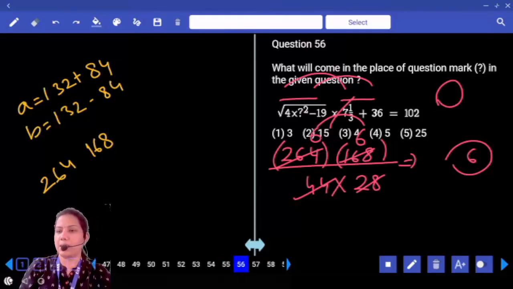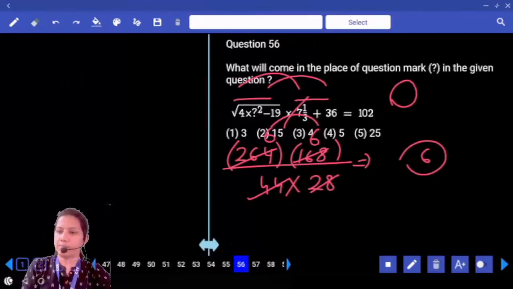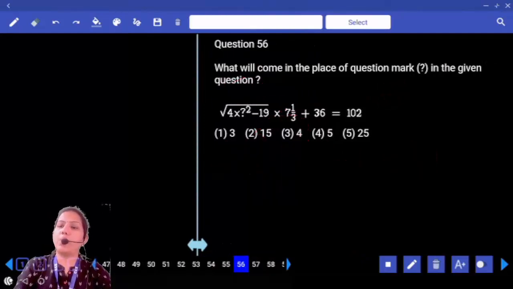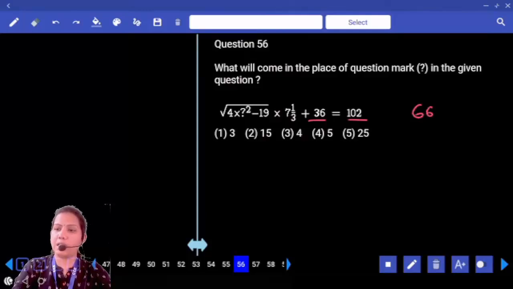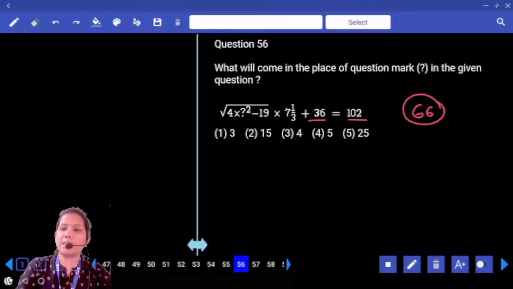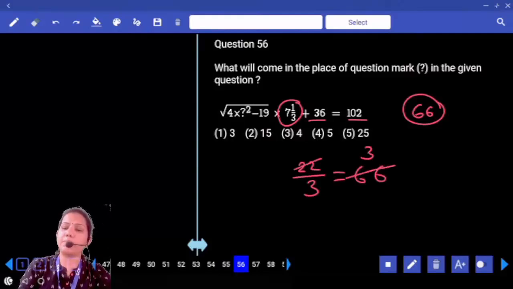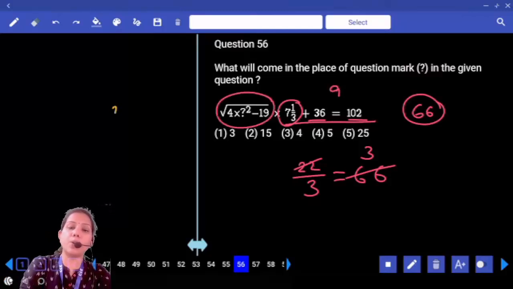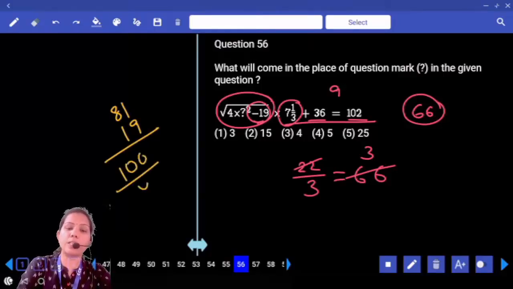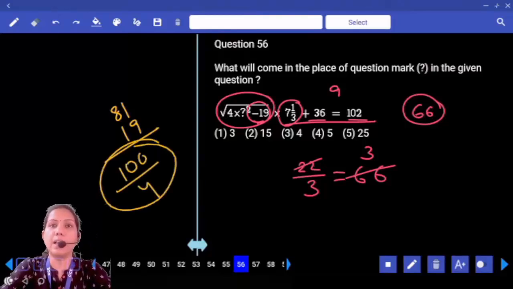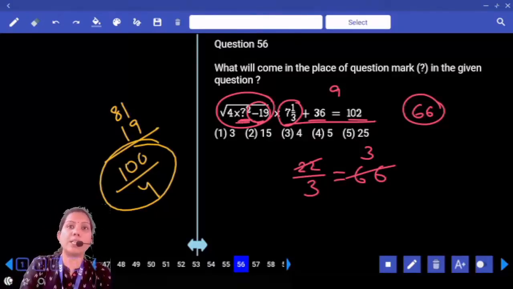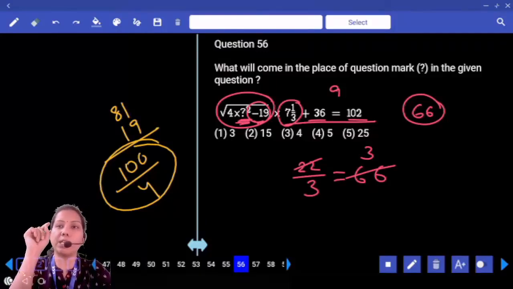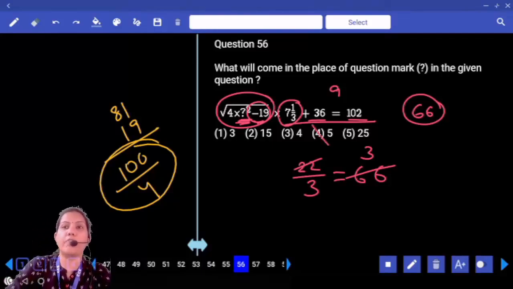Next, question number 56. Completed ayyadi? Okay, 102 minus 36 value? 66. 66 hai kada? So, it is 66. And 71 by 3 means 22 by 3 is equal to 66 exactly 3 times and so total value is equal to 9. What is 9? It is square root value 9. Then total value is equal to 81. 81 minus 19 means plus 19, 81 plus 19, 100 by 4 is equal to, that is the answer, antena? Square of your question mark is 25, not question mark value 25, question mark square equal to 25, then question mark is equal to 5.